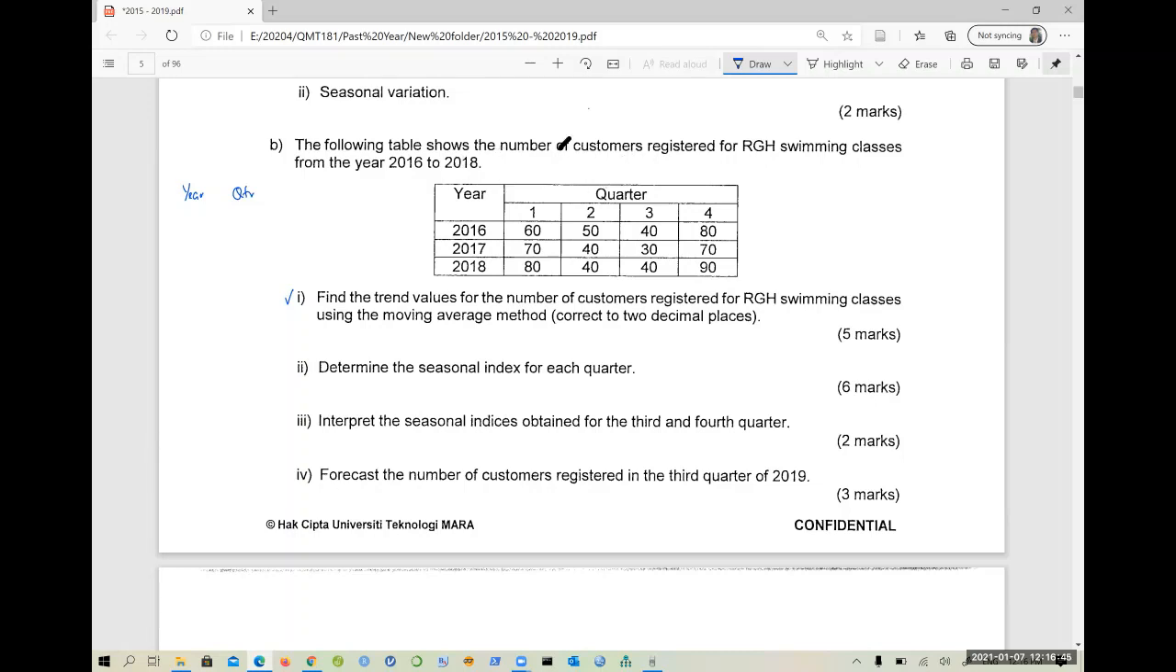So the given data shows the number of customers in the swimming class. So this will be the Y values, right? So you have the Y. Okay, so you will get it like this.